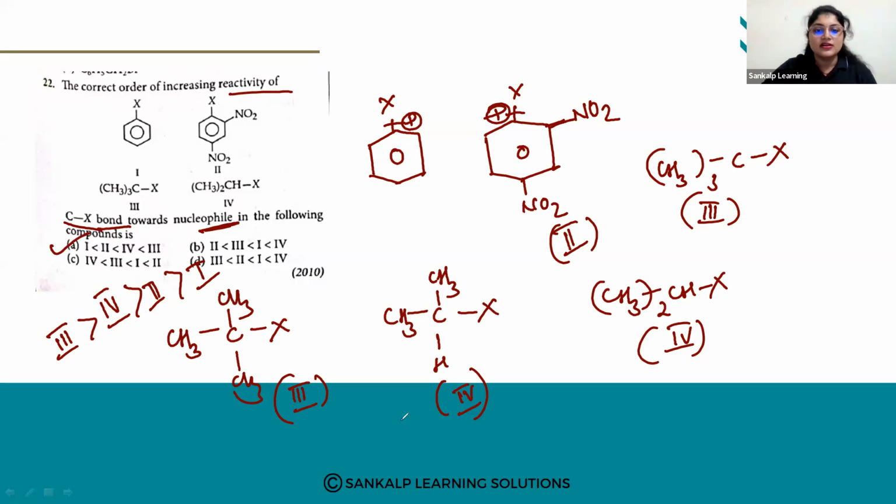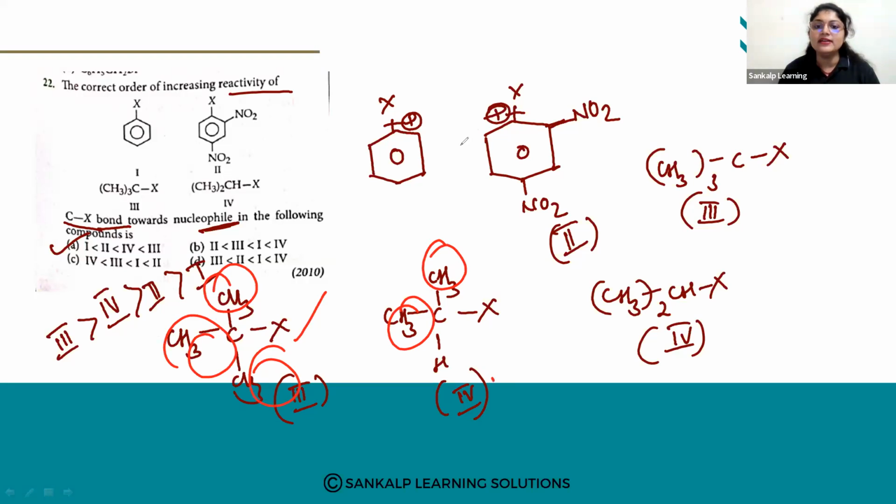Did you understand? Okay, so two sets are given of aryl halides and two sets of alkyl halides. Whenever you are talking about reactivity towards the nucleophile, aliphatic compounds, the alkyl halides, are highly reactive compared to aryl halides, so you check that first. Here there are three alkyl groups, so this is more stable. Then there are two alkyl groups, so this is less stable.